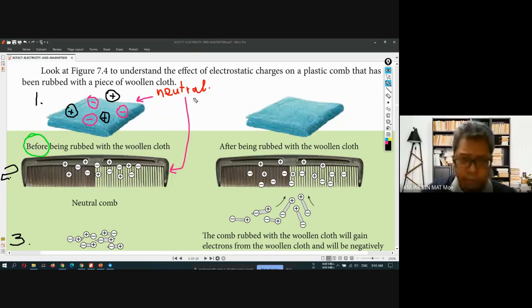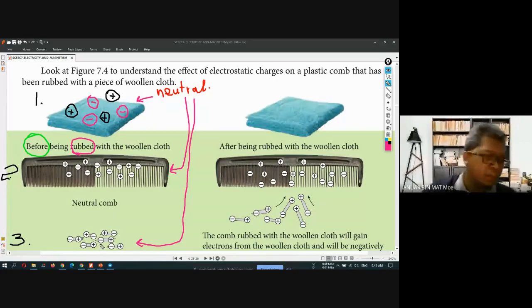So this is also neutral. All three objects are neutral before being rubbed. The woolen cloth is neutral, the comb is also neutral, and the pieces of paper are also neutral. What's the meaning of neutral? Same or equal number of positive and negative charges.